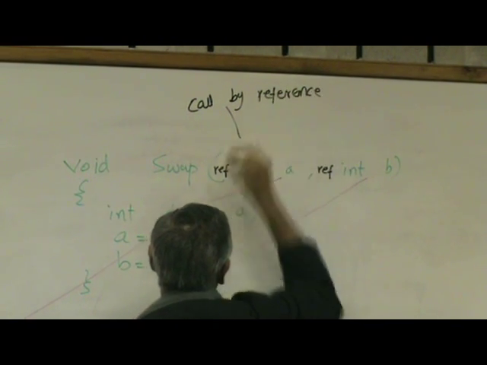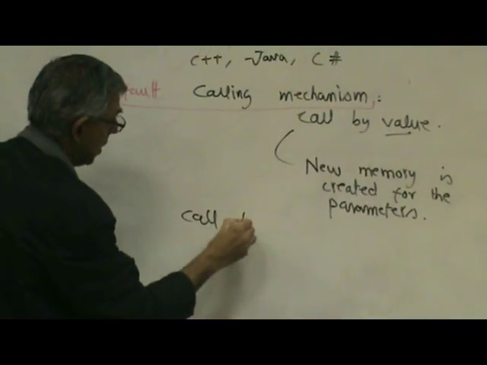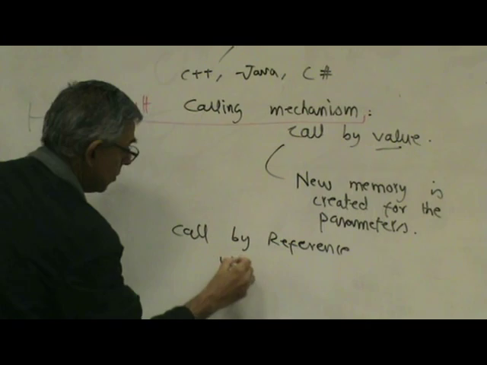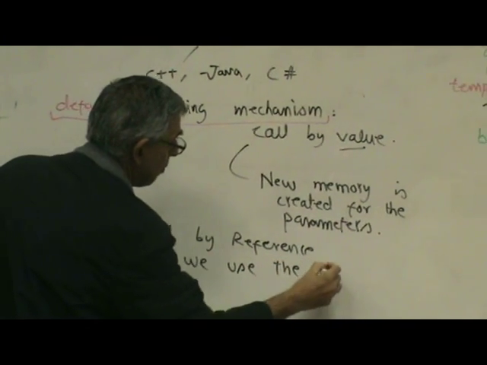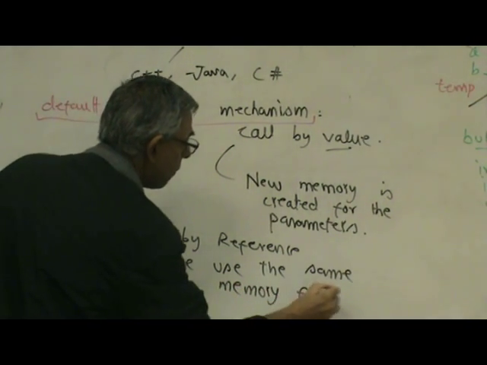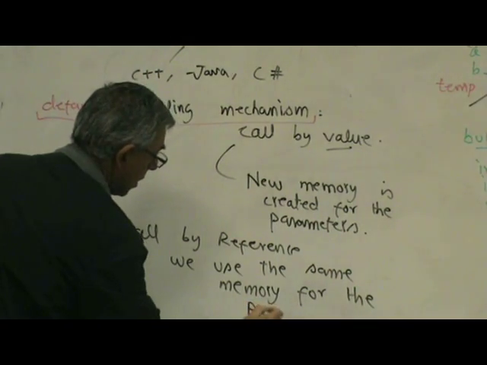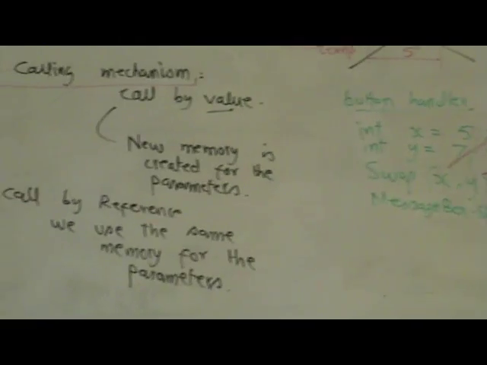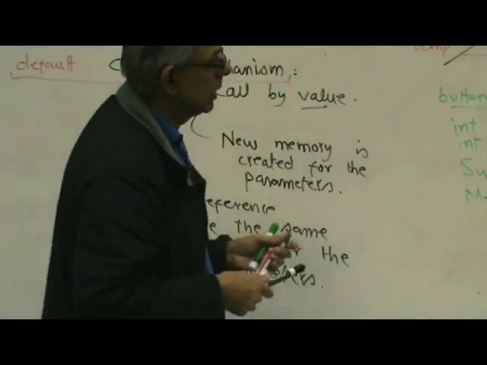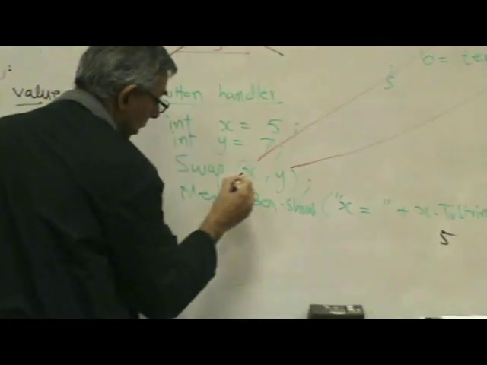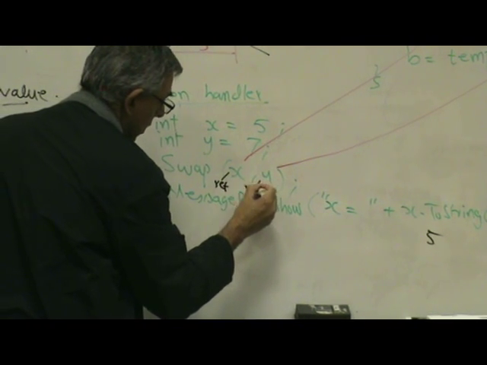So what's the difference between call by value and call by reference? In call by reference, we use the same memory for the parameters. Now the rule is not only do you have to put the ref keyword over here, in the call also you have to put the ref keyword, so that there's no ambiguity.